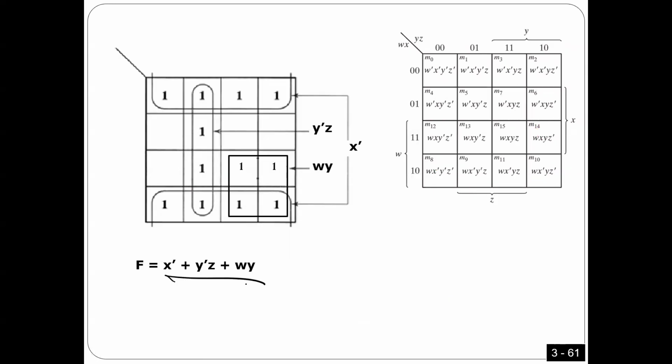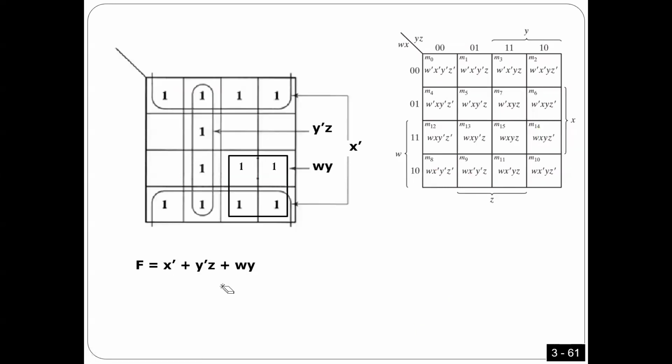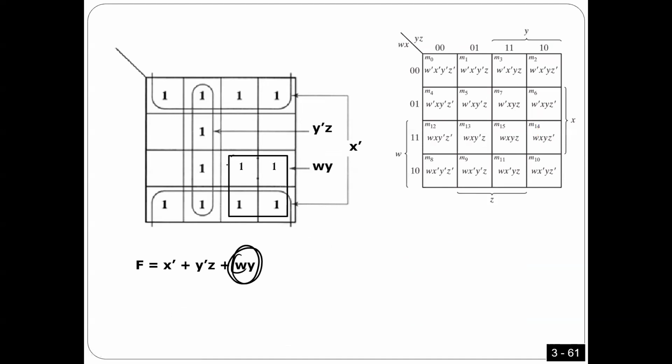So if you compare this function to this function, you will find the 3 terms are the same. The only difference is here. This one is WY, this one is WXY. Why? Because this is a group of 2. When I took a group of 2 this way, it's a group of 2, but here it's better to take a group of 4. Any questions?